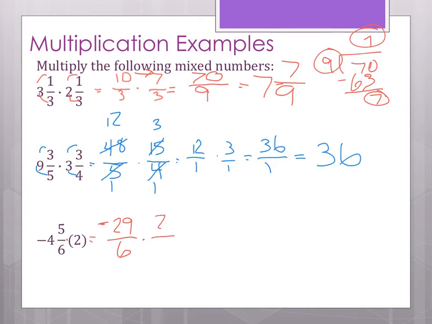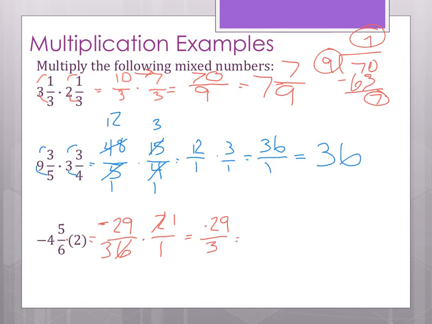Times 2, which I'm going to express as the fraction 2 over 1. We can write any whole number as over 1. So I'll do that so we have two fractions here. We'll cancel out common factors. 6 and 2 are both divisible by 2. So I'll do that. That divided by 2 will give me 1. That divided by 2 will give me 3. And now I can multiply. Alright, negative 29 times 1 is negative 29, over 3 times 1 is 3.